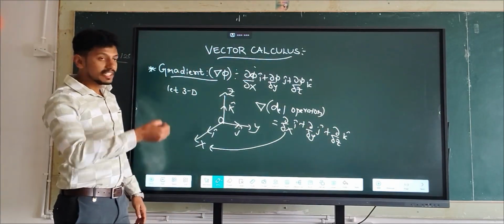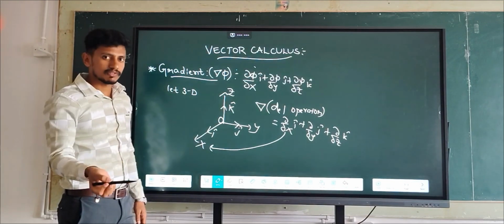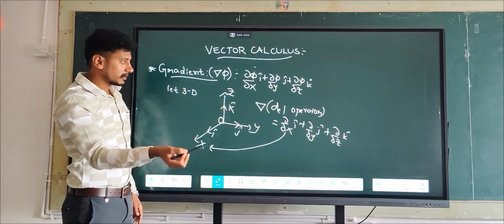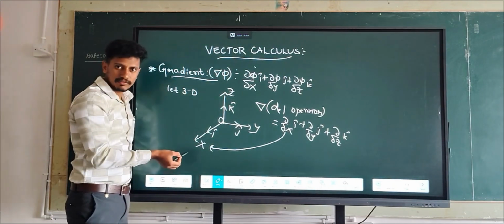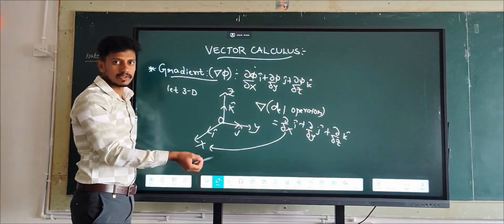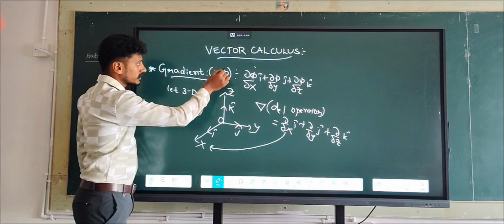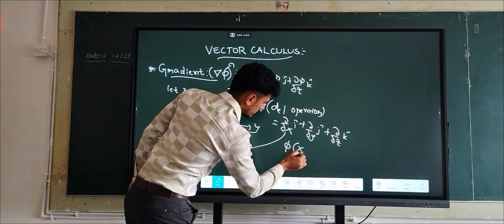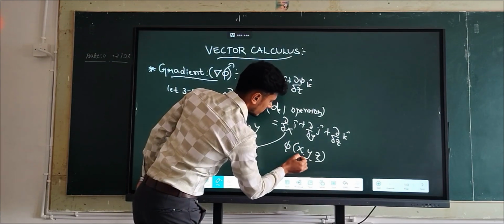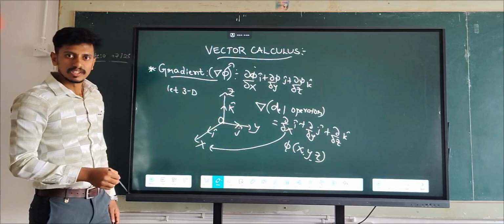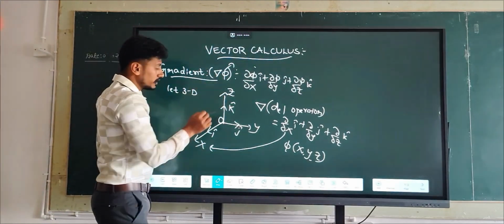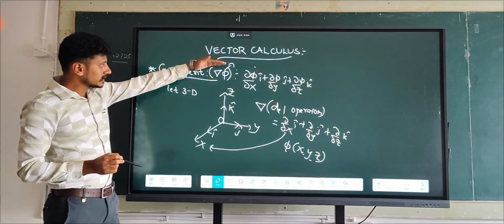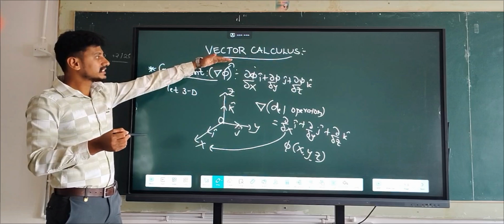Now we need a function. What kind of function do we need? A scalar point function with respect to three variables, since we have a three-dimensional graph. Let us call that function phi. Phi is a function of three variables x, y, z. Now we usually denote gradient as del phi. Let us multiply del and phi together and check what happens.